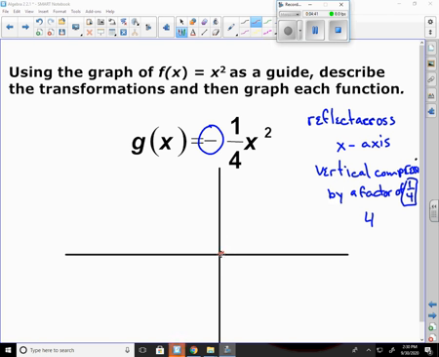When we graph this, our original graph, we've gone over 1, 2, 3, 4. I like to just mark it out a little bit. So 0, 0 would be there, then it would also be at -1, 1, then at 2, 4, -2, 4, and that would form my U.